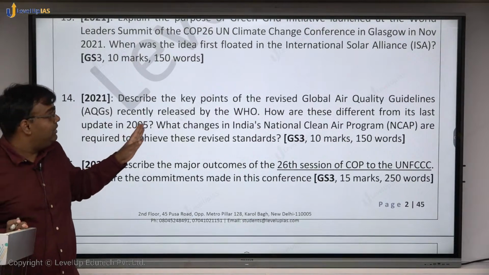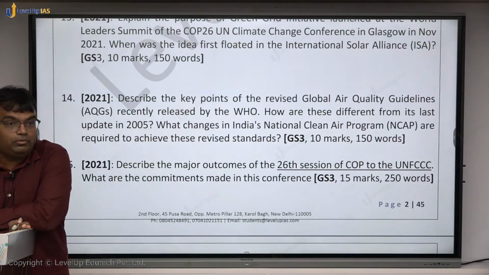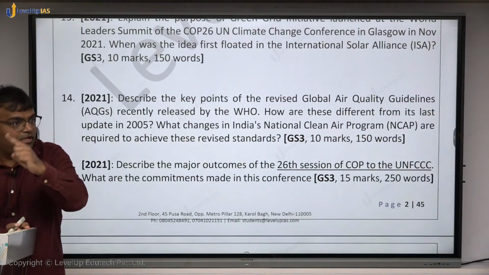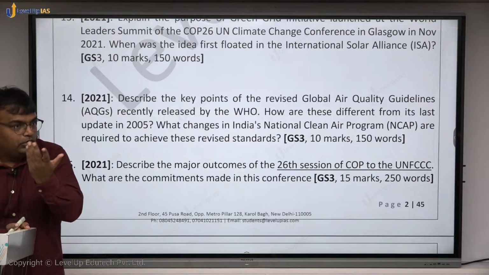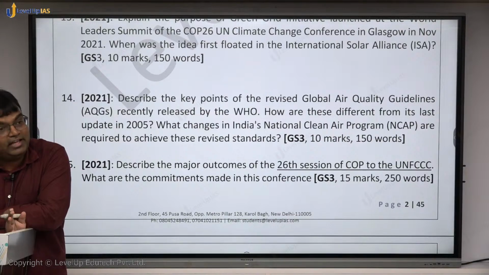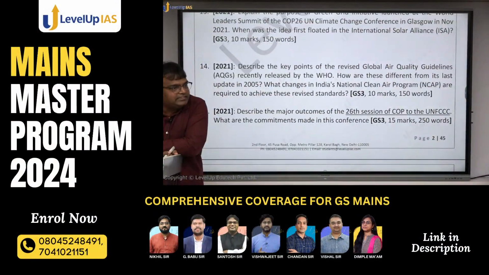Here, this is a completely factual question. Key points of the revised global air quality guidelines. So you have to talk about why the revision took place and then how it is different from the 2005 guidelines. How emission norms have been made more stringent. Later, a year later, they also asked this in the preliminary examination. In 2022 prelims also they had asked this question. But in 2021, why did they ask this fact? Means you're not supposed to study a lot of facts because it's something which is very recent.